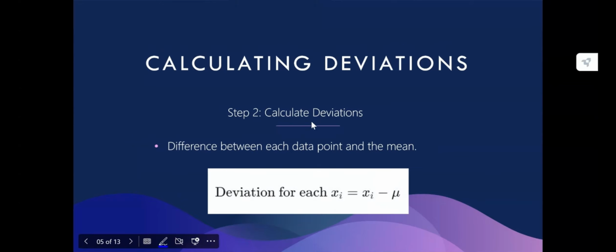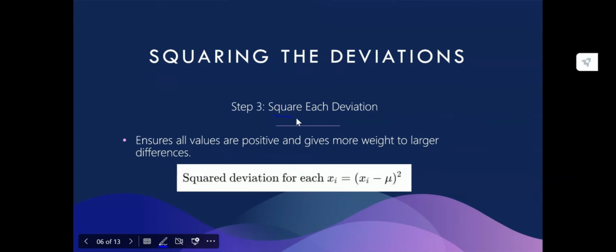The second step is to calculate deviation. It is nothing but subtracting the mean that we found in step 1 from the data points. The third step is to find the square of each deviation. Nothing but taking the second step and squaring it to find the squared deviation.